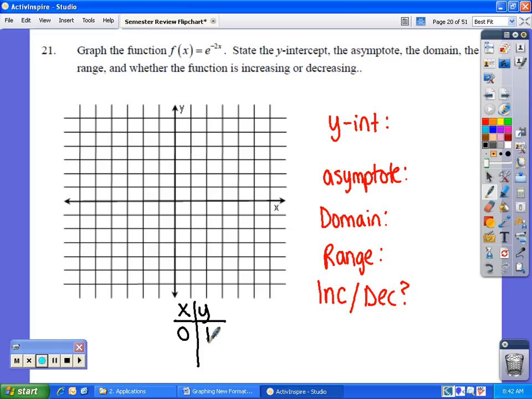So the only ones that I could probably do are -1 and 7.389. So I'm only going to have about 2 points, but that's not going to stop me from being able to graph it. So I'll go to 0, 1, and -1 and 7.3.